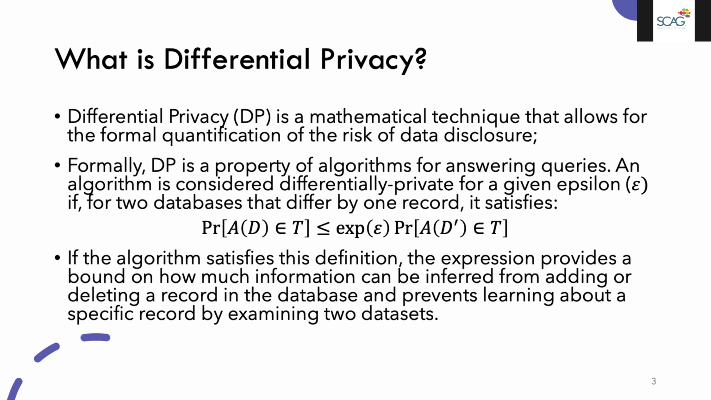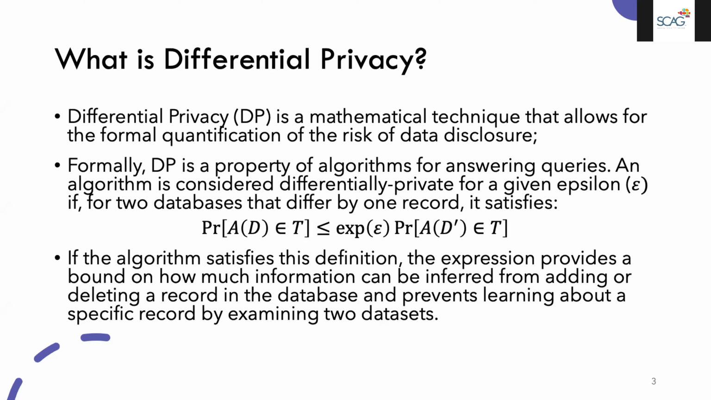So basically it's a ratio of proportions. That's the technical definition. If the algorithm satisfies this definition, the expression provides a bound on how much information can be inferred from adding or deleting a record in the database, and prevents learning about a specific record by examining the two data sets. So in other words, what it basically does is inject enough noise into a data set so that specific identification cannot really be done in any way, shape, or form.